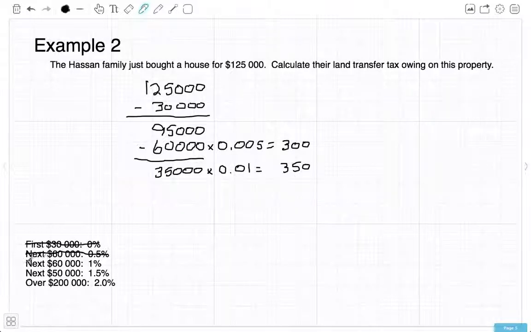That takes care of this, and indeed the rest of the table, because that is the remaining value of their house. It's all been taxed now at a rate of either 0 or 0.5 or 1%. So I add up the tax amounts and I get a total land transfer tax bill for this property of $650 that they would have to pay to the province. In the next example, we'll look at a question that works its way all the way through the table.